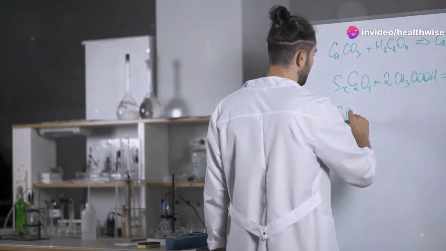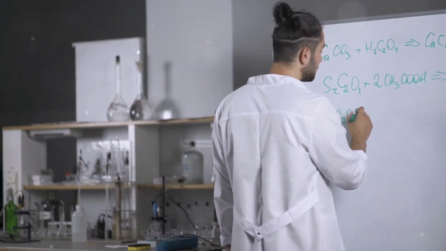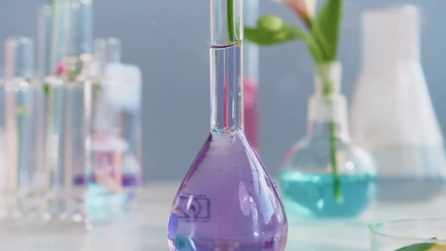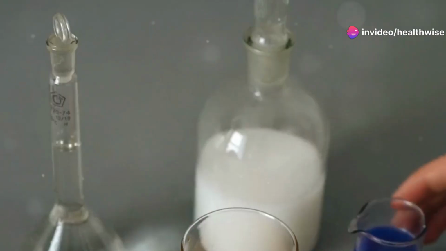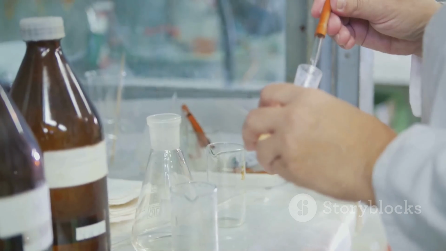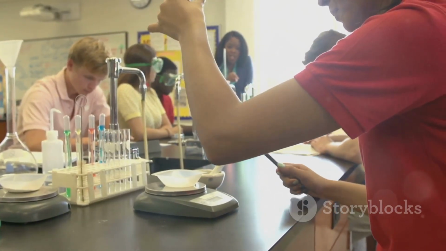To find the unknown normality, N1, of the acid, use this formula: N1V1 = N2V2, where N1 is the normality of the acid solution, unknown, V1 is the volume of the acid solution, N2 is the normality of the alkali, V2 is the volume of the alkali used. Plug in your values and solve for N1. And there you have it, you've determined the normality of your acid solution.